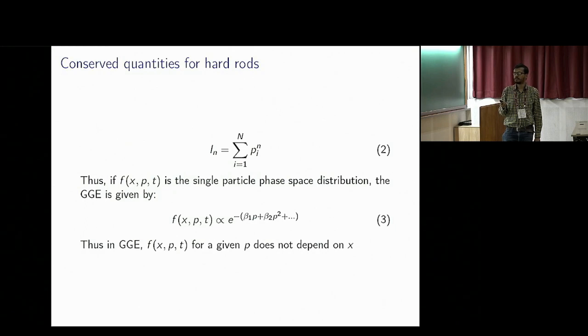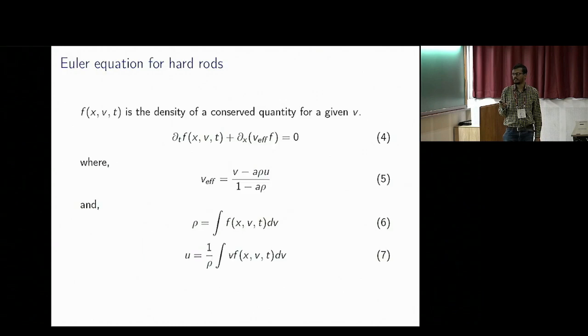The conserved quantities for this hard rod gas, when we are doing thermodynamics, have to be local and extensive. The local extensive conserved quantities are nothing but the sums of integer powers of momenta. Once we have the conserved quantities, we can find the single particle phase space distribution in the GGE, and we see that it does not depend on the position. So in the GGE, the single particle phase space distribution has to be position independent. However, we will find that for a certain initial condition, it will not be position independent.